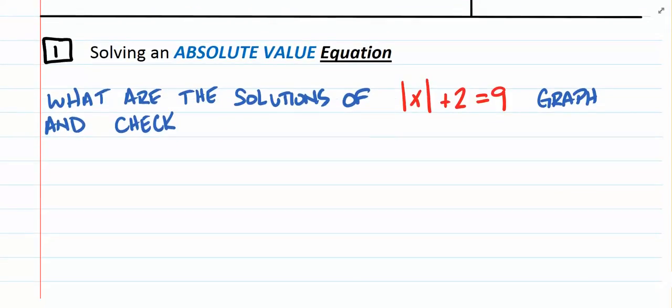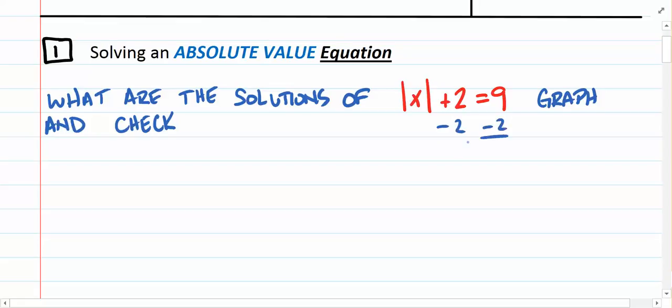It says solving an absolute value equation. What are the solutions of the absolute value of x plus 2 is equal to 9? Let's graph and check. Well, we would solve this just like we normally would solve an equation. We're going to isolate the absolute value, so I'm going to subtract 2 from both sides here. And I'll get the absolute value of x is now equal to, well, 9 minus 2 is worth 7. So that tells me that x could either be 7 or x could be negative 7.